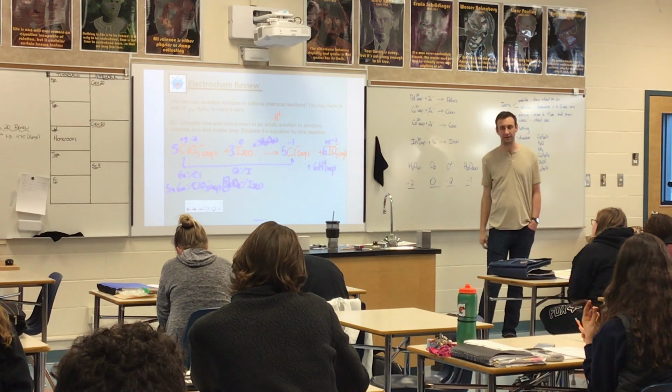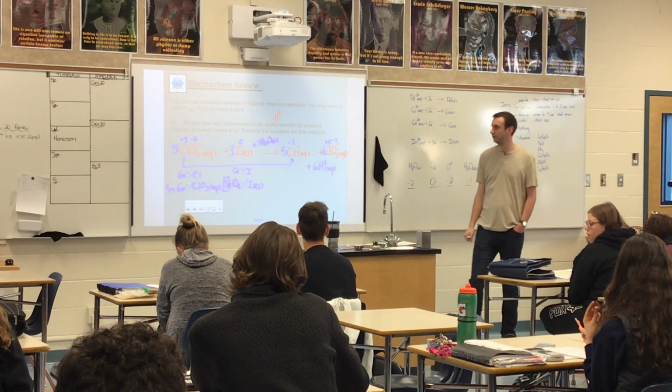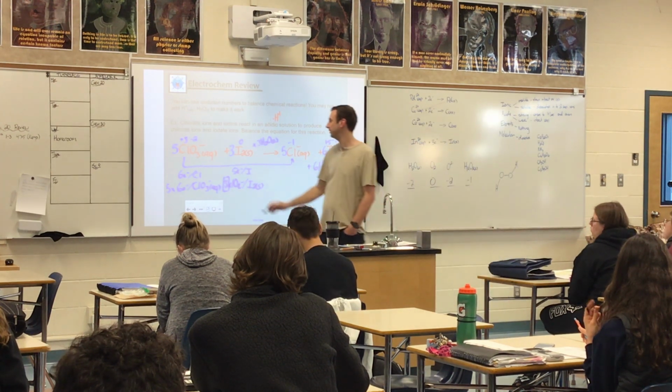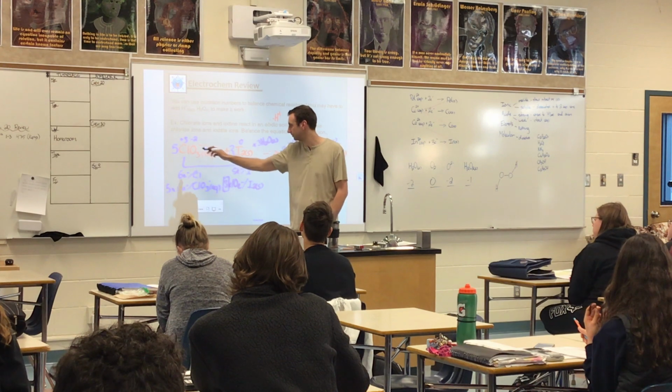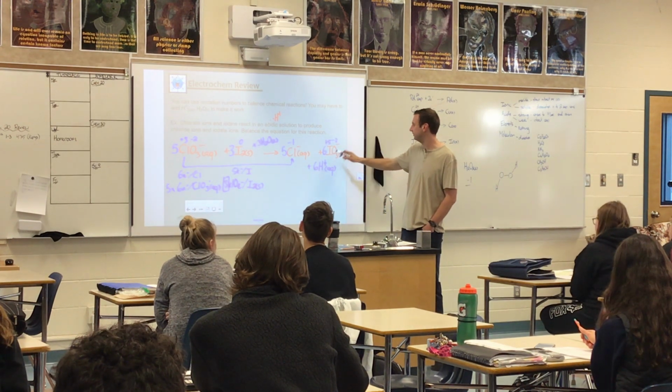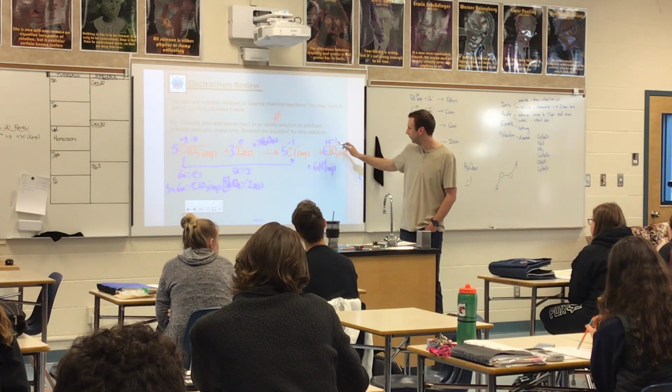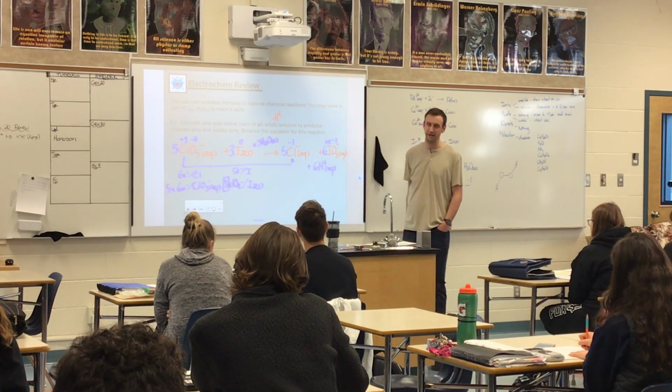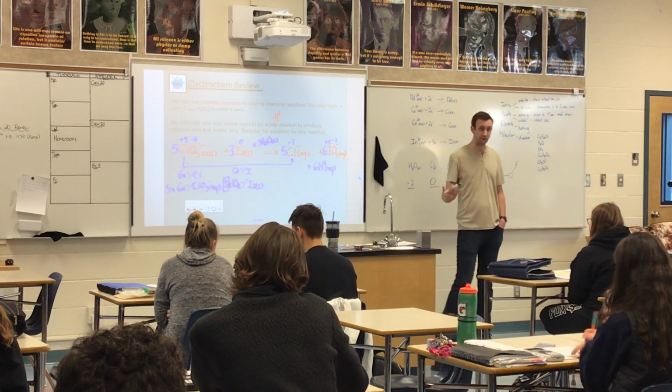Now I can double check. On the left-hand side, I have 5 negative of charge, right? On the right-hand side, I have 5 negative, 6 negative, 6 positive. So those cancel out. I have 5 negative on the right. So I know it's good. It works.